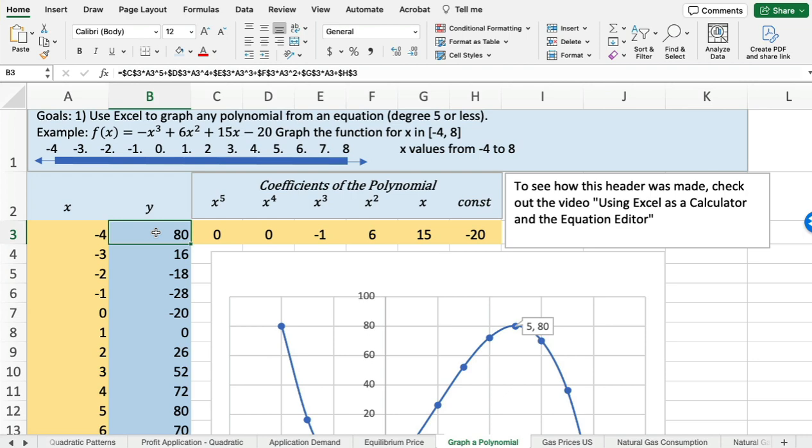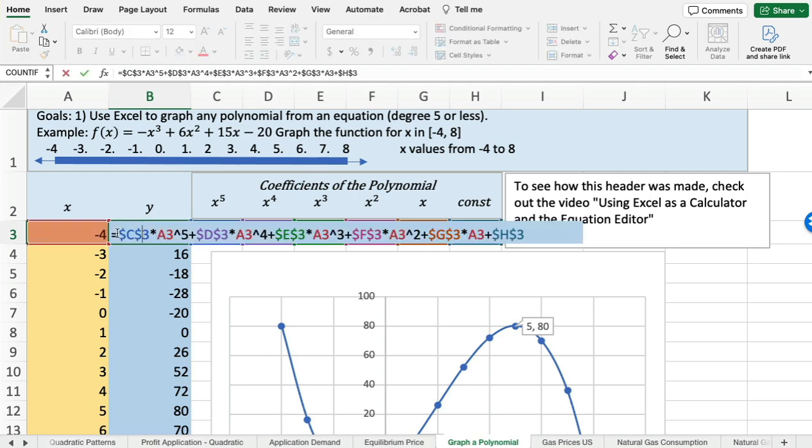Next, we only have to type this in once, fortunately. And once we get it in, we are done. We can use this spreadsheet again and again, over and over, as many times as we need to. Fortunately, because here is our equation for y, underneath column B. So this formula is inside cell B3.